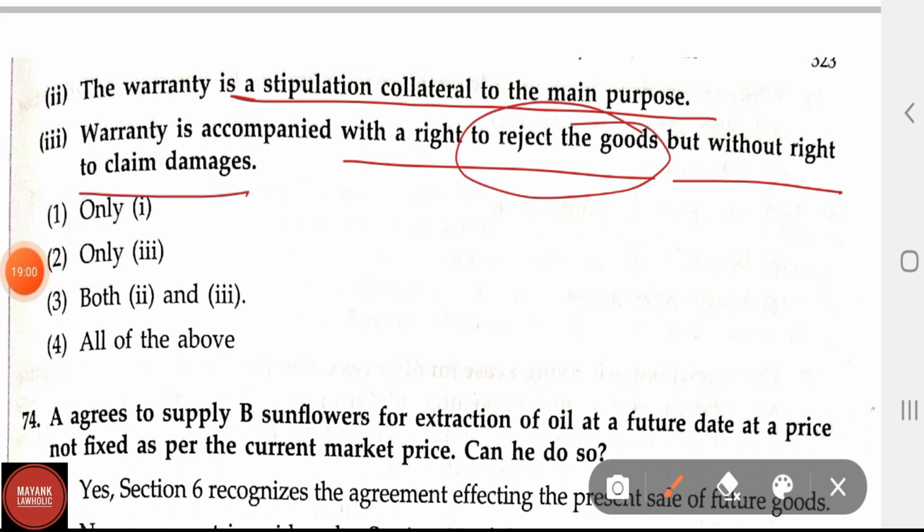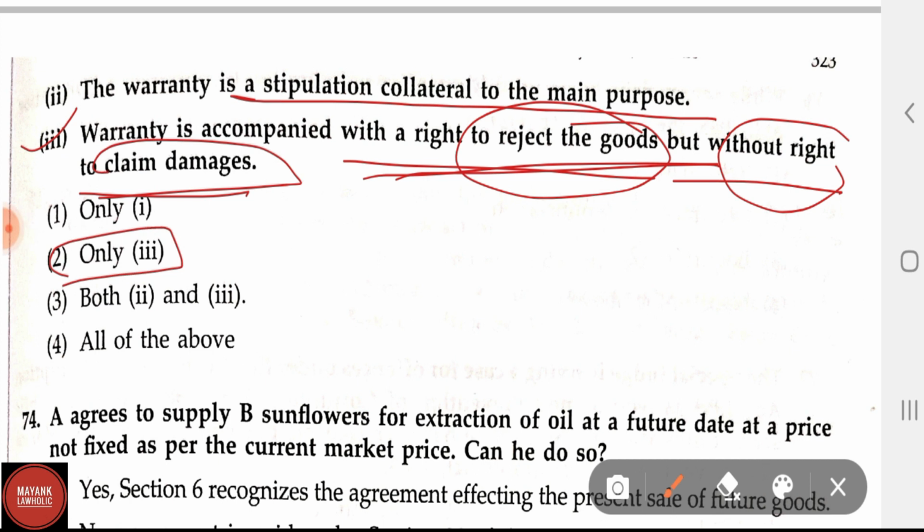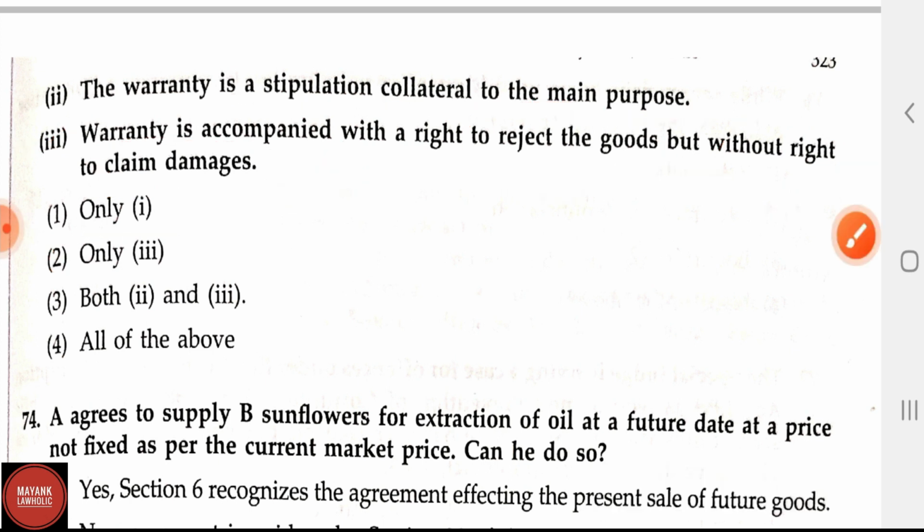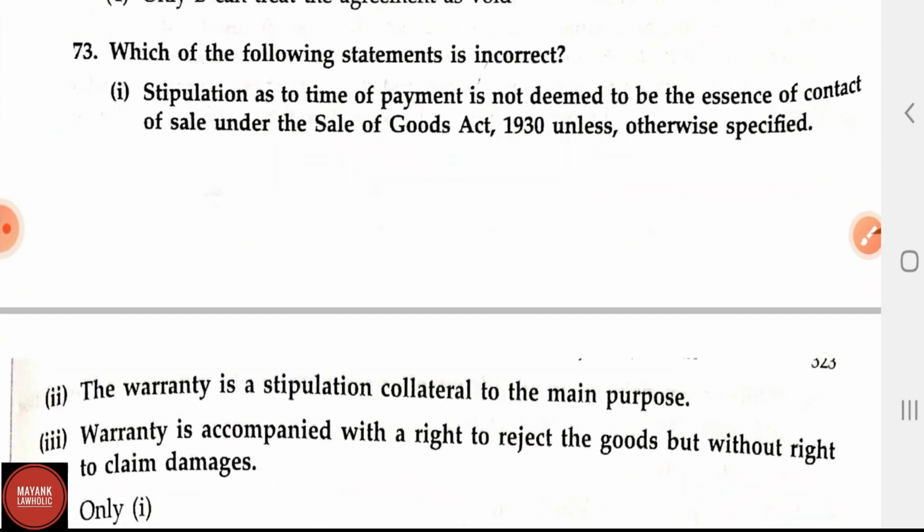In this question, the correct answer is only the third. Warranty is accompanied with the right to reject the goods but without the right to claim damages; since an incorrect statement is asked, this is the incorrect statement. The other statements, first and second, are correct.